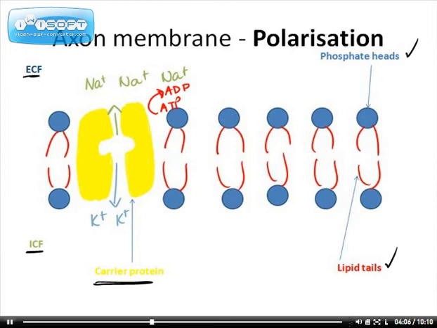Now the other way in which the inside of the membrane can become more negative is because there are actually chlorine ions located within the cytoplasm. And this is a really essential process that needs to occur and requires active transport. So this is what's occurring in the membrane of the axon when the membrane or the neuron is resting. So there is no message being transferred at this stage.